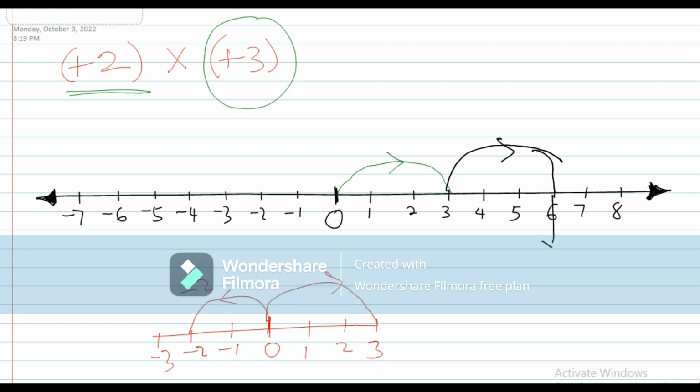So this is a finishing line. This was where we started. This is where we're ending. You can see where we ended here. That means our answer is positive 6. The next one. Let's consider the next one.